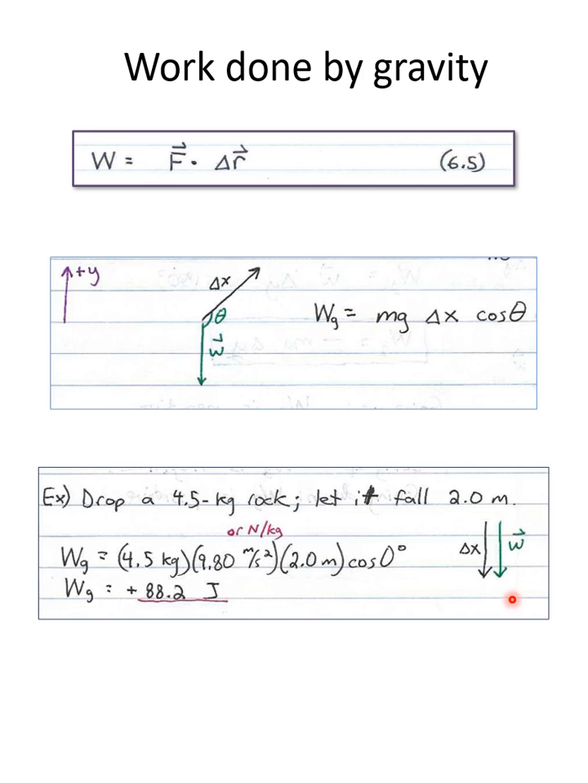So the work done by gravity is, we'll use the equation in the middle of the page, the mass of the rock times g, 9.8 meters per second squared, times the displacement, which is 2 meters, and then times the cosine of the angle between those two vectors. It's a 0-degree angle, and so cosine of 0 degrees becomes 1, and we get that gravity did work of 88.2 joules. And I'm going to emphasize that that's positive 88.2 joules.